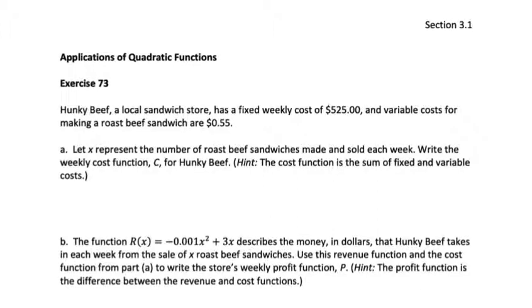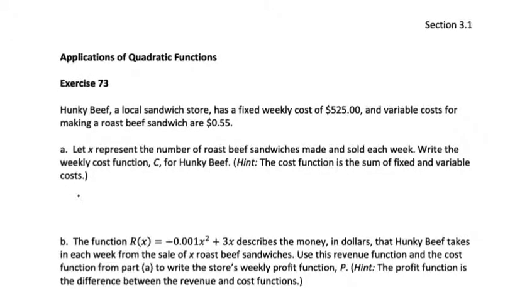So this is one of the exercises from the textbook. It's exercise number 73. And you're going to see a similar problem on your homework assignment. So we have a local sandwich store, Hunky Beef. They have fixed weekly costs of $525 and variable costs for making their sandwiches are 55 cents per sandwich. And part A says to let X represent the number of sandwiches made and sold each week. Write the weekly cost function C for the Hunky Beef store.